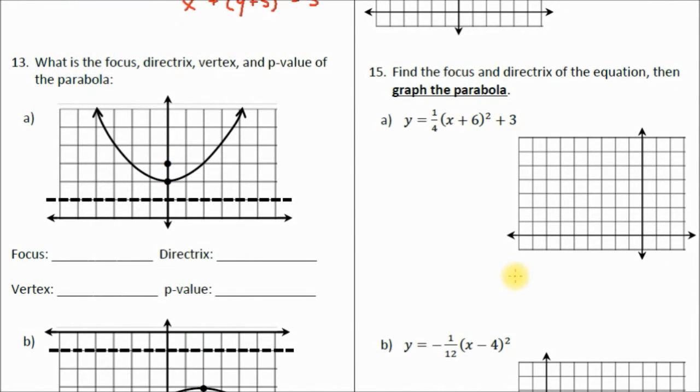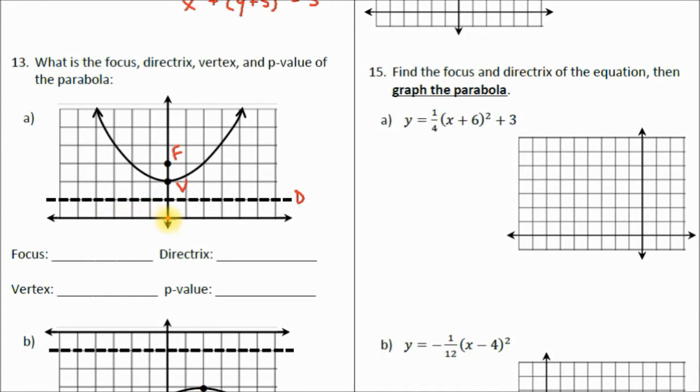Question number 13. What is the focus, directrix, vertex, and p-value of the parabola? All right, let's label this. Well, I know the focus has to be this top point, and that's my vertex, and this is clearly my directrix. Here's my y-axis, here's my x-axis, so there's my origin.